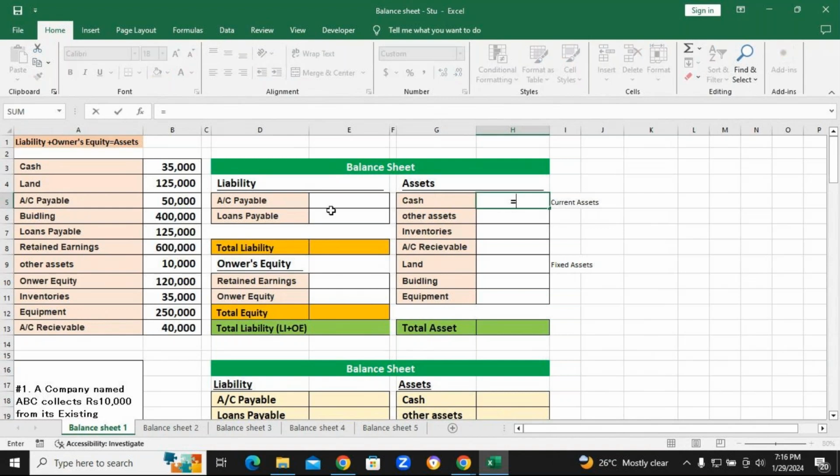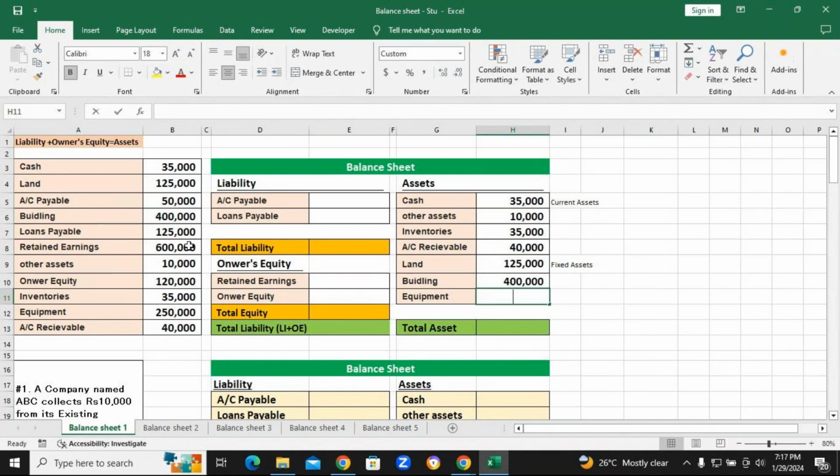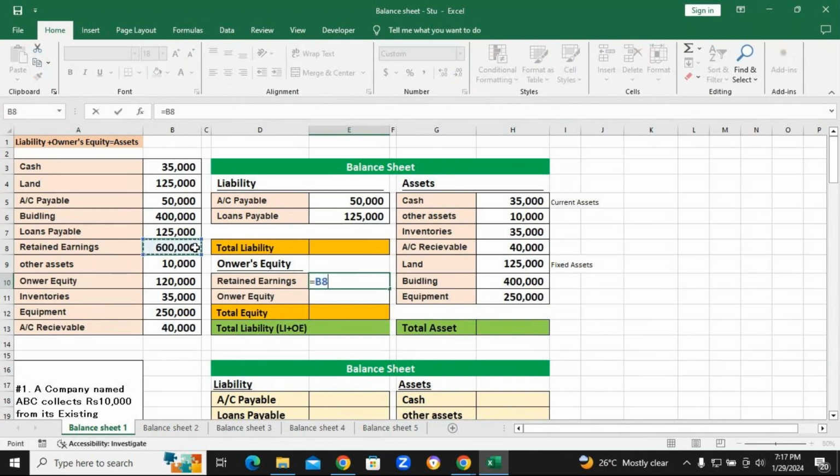Cash equals 35,000. Other assets, it is equals 10,000. Inventories 35,000. Then account receivable 40,000. Land, it is 1,25,000. Building 4 lakh rupees. Equipment, it is 2,50,000. Then account payable on the liability side equals 50,000, loans payable 1,25,000, then retained earnings 6 lakh rupees and owner's equity 1,20,000.